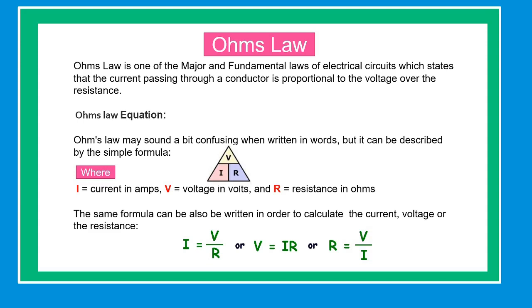Ohm's Law equation. Ohm's Law may sound a bit confusing when written in words, but it can be described by the simple formula I = V/R, where I is current in amps, V equals voltage in volts, and R equals resistance in ohms. The same formula can also be written in order to calculate the current, voltage, or resistance.